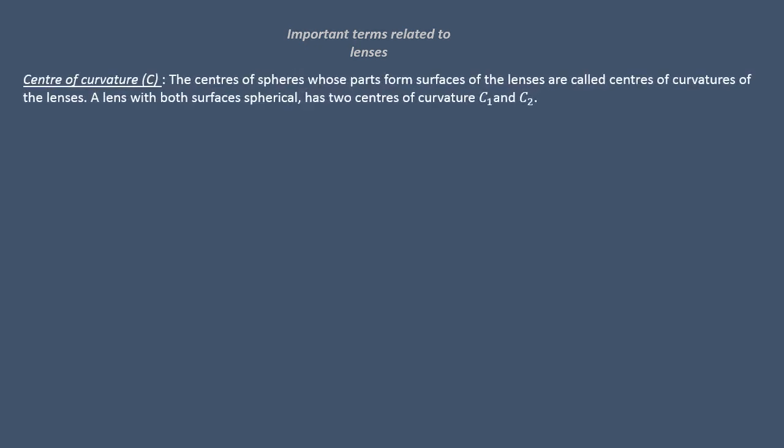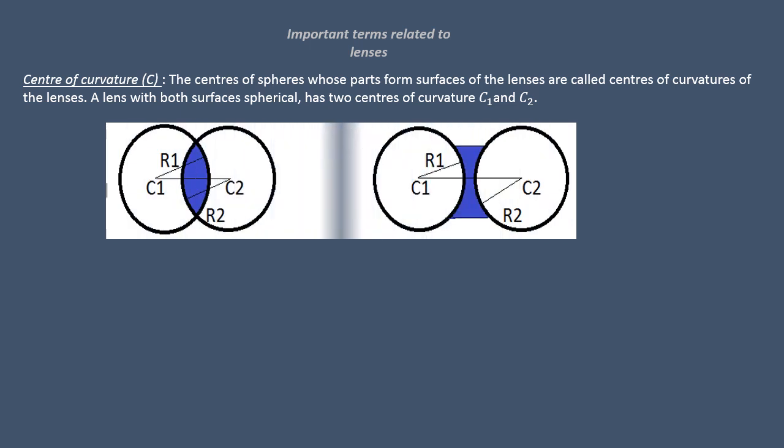So let's see the first term, that is center of curvature. Now you know what a center is. A sphere is going to have a center. So the same definition here: the centers of the spheres whose parts form the surfaces of the lens are called the centers of curvature of the lens. At the start we discussed that lenses are formed from some part of spheres, correct? So let's see the diagram.